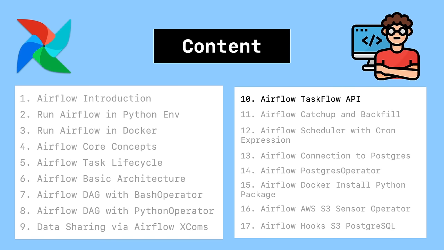Then you will learn Airflow DAG, catch-up, backfill, and how to schedule DAG with the cron expression. After that, we will teach you how to connect to external services like Postgres database and AWS S3 via Airflow connection using demos. Then we share the tips on how to install Python packages in the Airflow Docker container. In the end, we will cover how to use Airflow hooks with examples of Postgres and S3.